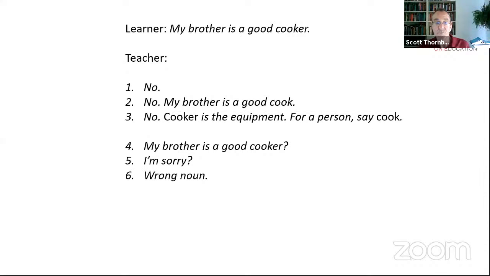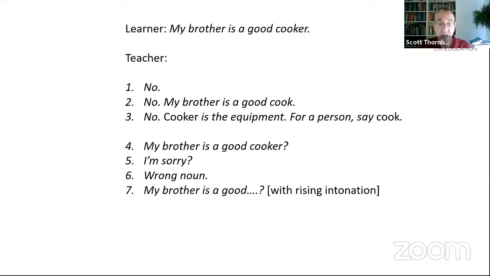remedy the problem. Yeah, or more specifically, the teacher could give some kind of prompt using terminology again to elicit a self-correction. Wrong noun. Helpful? Possibly, but there's two nouns in that sentence, so not so helpful. Yeah. Of course, the teacher could then say, more helpfully, my brother is a good, yeah? So we now have identified where the error is, and the learner can then attempt self-correction, yeah?